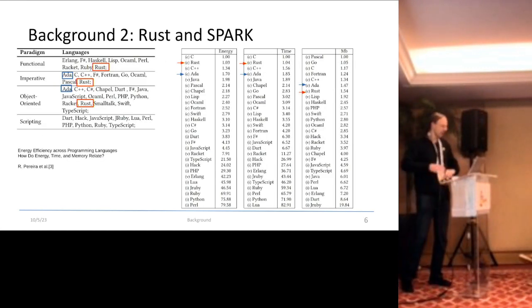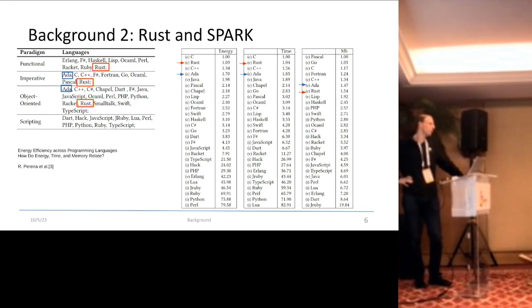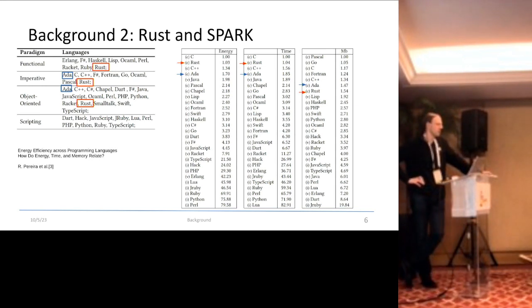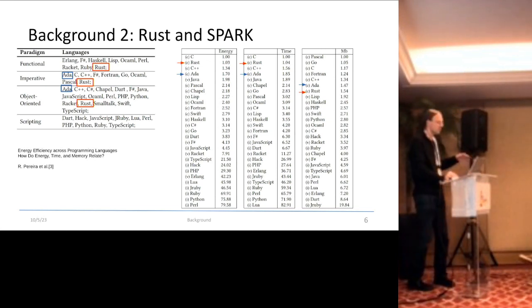Now, what are these two languages, Rust and Spark? Maybe you've heard of them. Rust is quite a modern programming language that has memory safety if we don't use unsafe code at the C level. Spark is a dialect of Ada, which has been around for a long time. Both languages are amongst the most energy and time efficient languages in the world. Only C and C++ are competitive, and also among the most memory efficient languages.